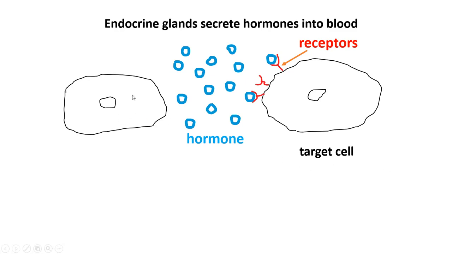The cell you see here on the left is not a target cell. Hormones will float by this cell and cannot deliver the message. The target cells must have these receptors to understand the message of the hormone.